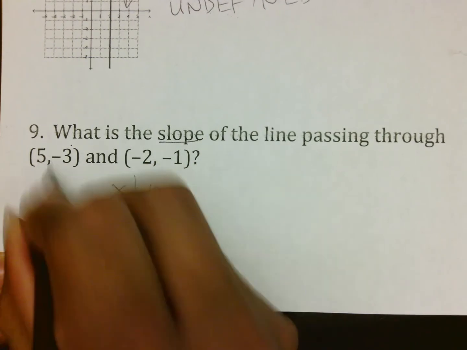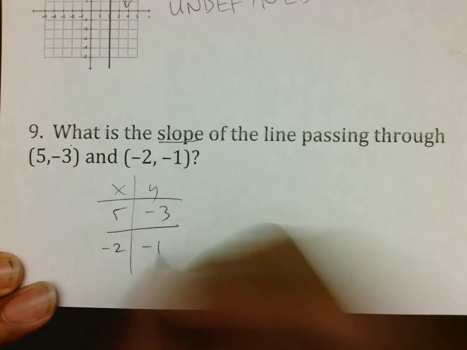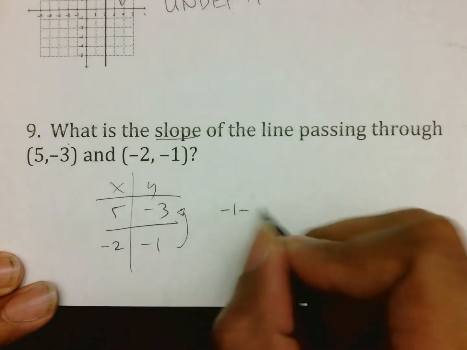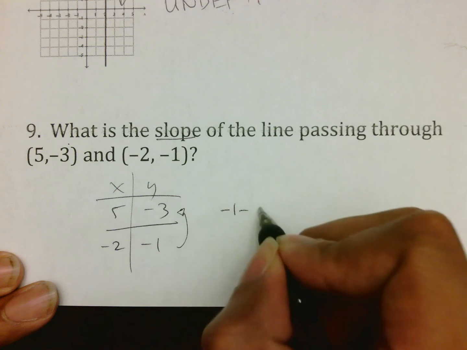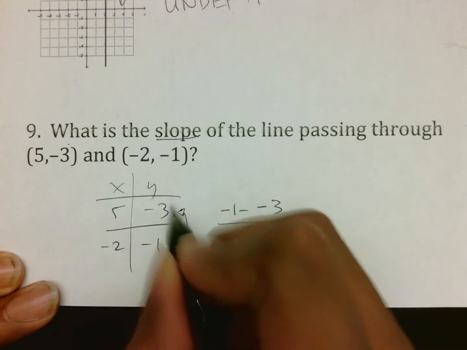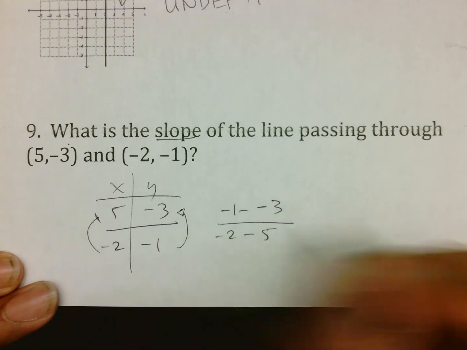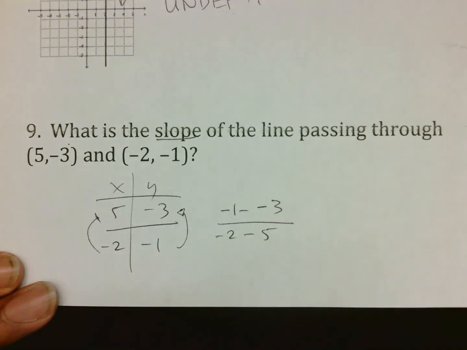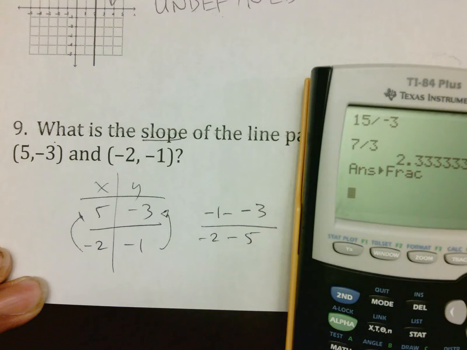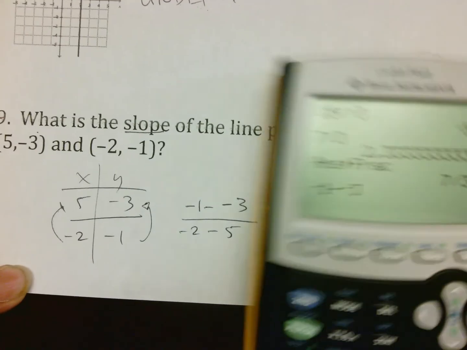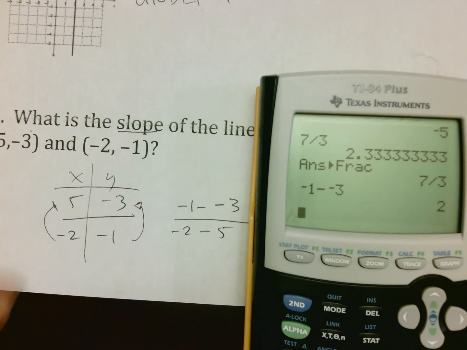5, negative 3 being the first point, negative 2, negative 1 being the second point. Subtracting, we get negative 1 minus, remember this is negative 1 minus negative 3 because we have a double negative there. Here we have negative 2 minus 5. The safest way to answer this is to use your calculator and type it in appropriately, which is negative 1 minus negative 3.